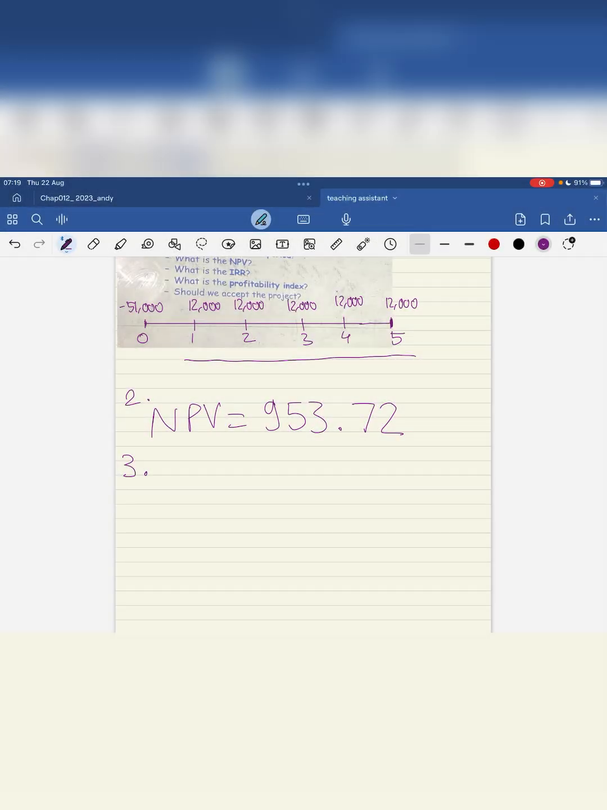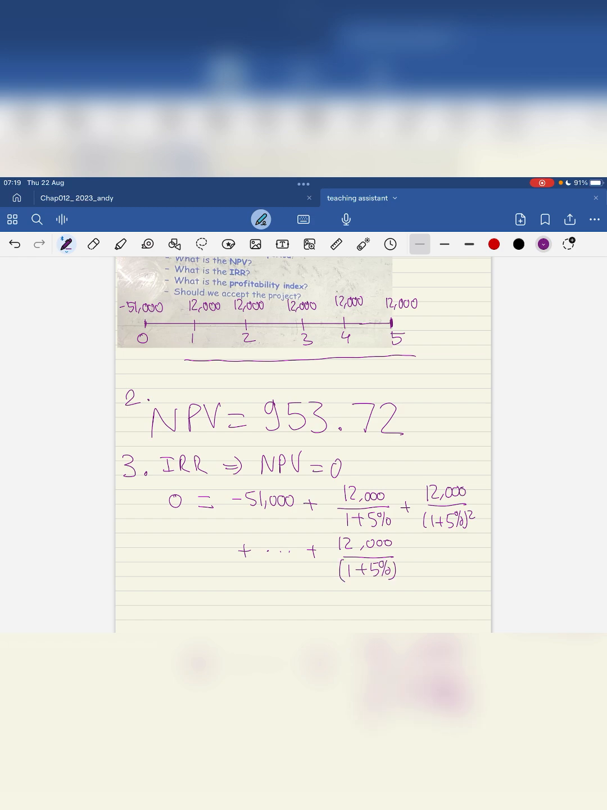Question number 3, what is the IRR? So as I have explained before, IRR is the internal rate of return, which will make the NPV equal to 0. So therefore, now we can write the formula which looks like this. 0 equals minus 51,000 plus 12,000 divided by 1 plus R, so it's 5%, plus 12,000 divided by 1 plus 5% to the power of 2, until 12,000 divided by 1 plus 5% to the power of 5.